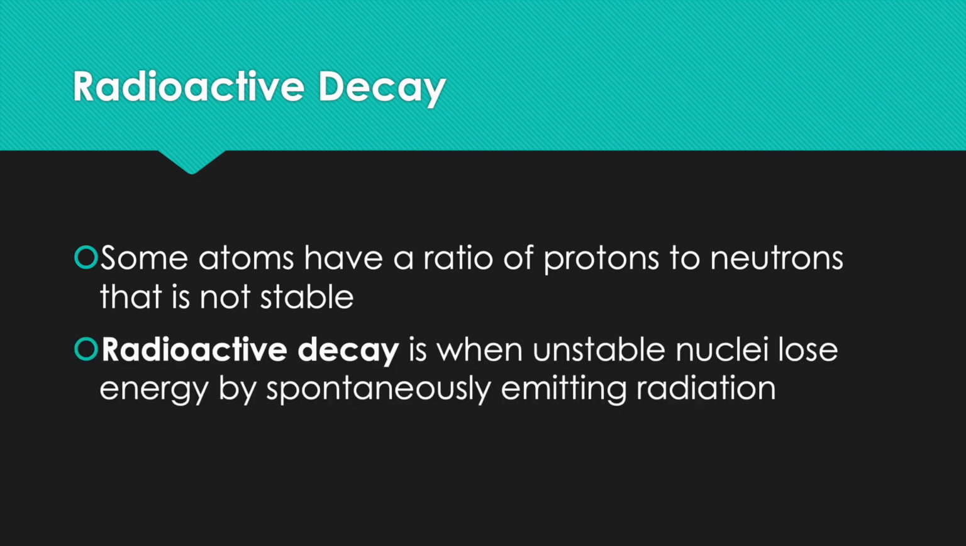So radioactive decay occurs when these unstable nuclei lose energy by spontaneously emitting radiation. So these unstable nuclei emit usually a particle and some energy in the form of waves. And when they lose that energy, they become a little bit more stable. Often they will go through multiple decays before they eventually reach a stable nucleus.